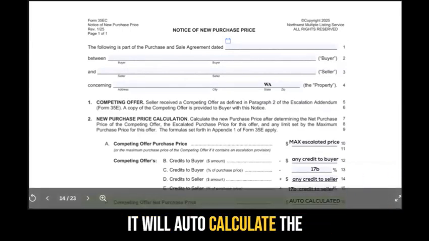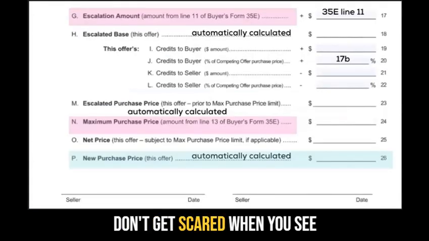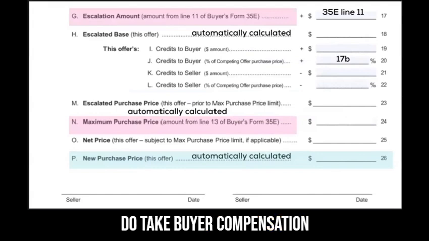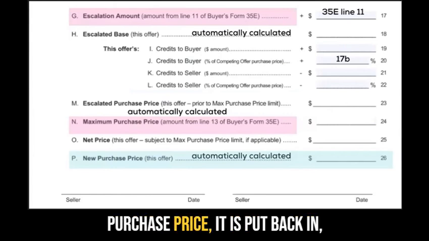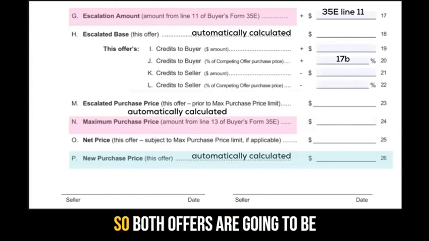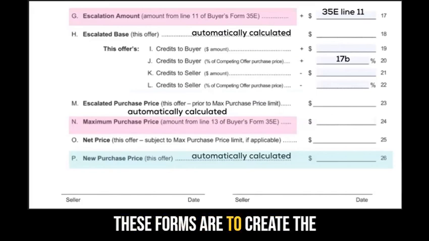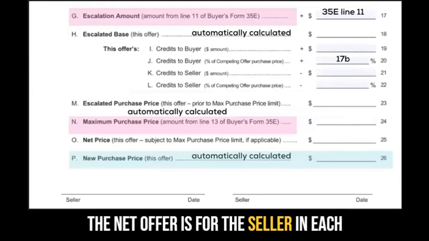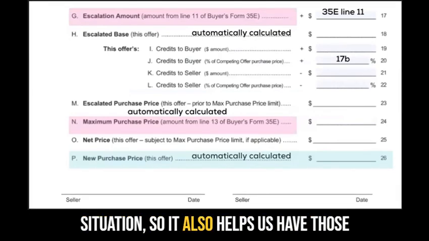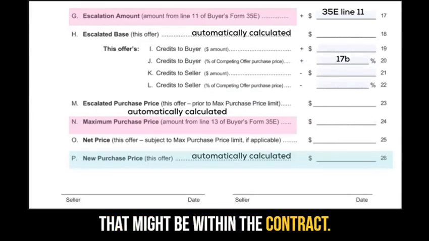It will auto calculate the final net price to the seller. Don't get scared when you see the net price because they do take buyer compensation being paid into consideration. When it comes to the final calculated purchase price, it is put back in. So both offers are going to be escalated just as we did before. These forms are to create the consistency and clarity as to what the net offer is for the seller in each situation. It also helps us have those conversations of different terms that might be within the contracts.